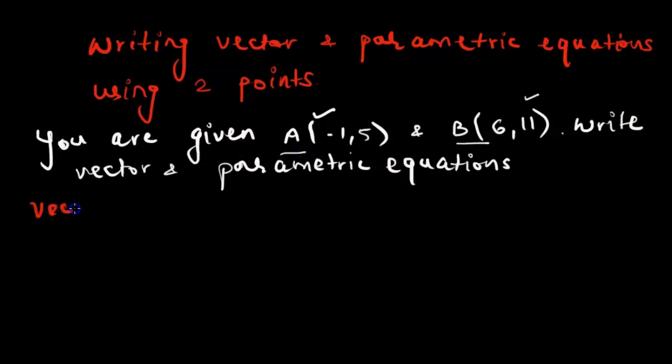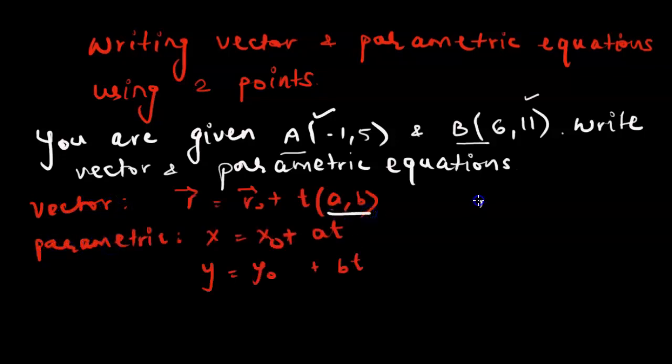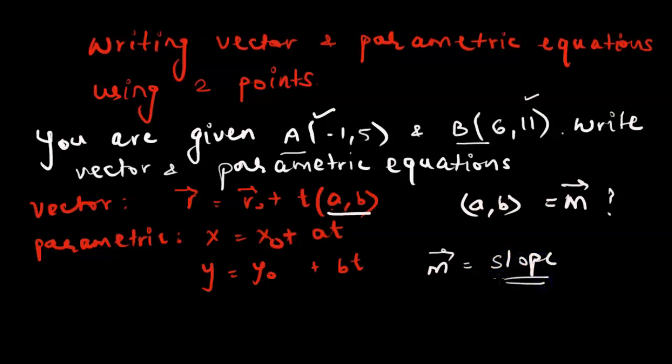We know the general vector equation looks like this and the general parametric equation looks like this. We also know that this AB represents the direction vector. So the first and foremost important thing here is to find the direction vector. Then only we will be able to complete the vector and parametric equations. Now I told you earlier that M, or direction vector, is nothing but slope. So the way we find the direction vector is the same way as we find the slope. We know slope is rise over run.